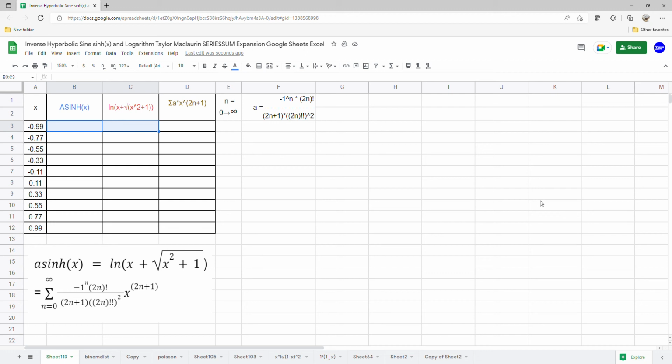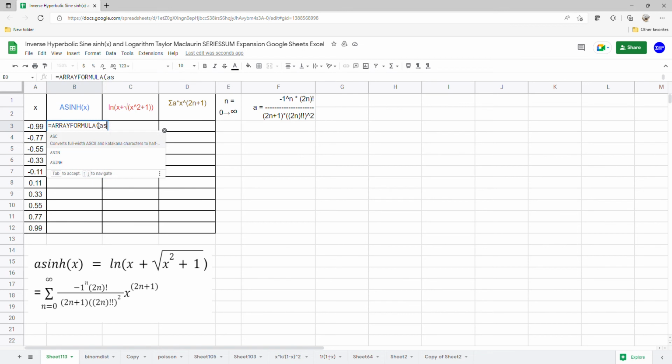In this video, we show the trend line of the inverse hyperbolic sine, its logarithmic equivalent, and its Taylor-Maclaurin series sum. Begin with the function itself. So array formula: asinh, the inverse hyperbolic sine of x values from negative 0.99 to positive 0.99.